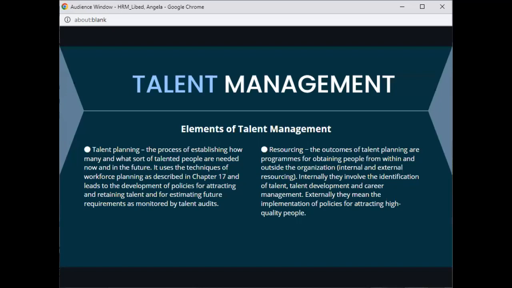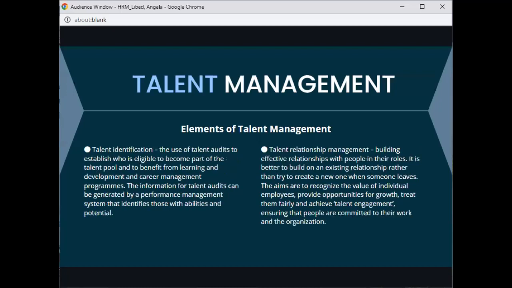Next is resourcing. The outcomes of talent planning are programs for obtaining people from within and outside the organization, internal and external resources. Internally, they involve the identification of talent, talent development, and career management. Externally, they mean the implementation of policies for attracting high-quality people. The next is talent identification. The use of talent audits to establish who is eligible to become part of the talent pool.